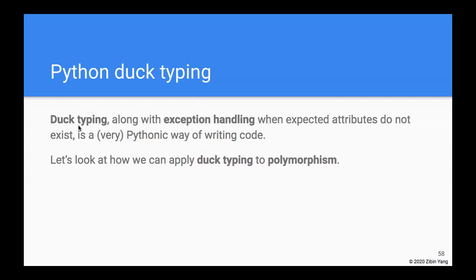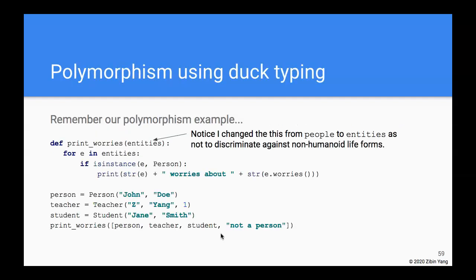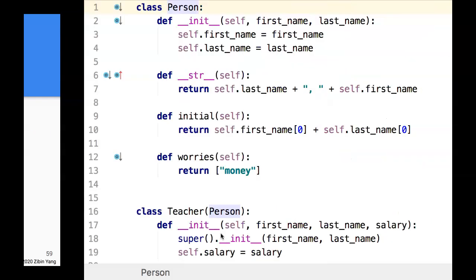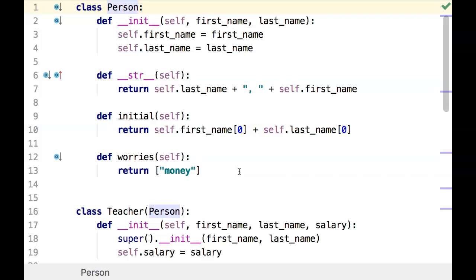So duck typing as well as exceptions, together, are a very Pythonic way of writing Python code. So here we want to see how the same idea of duck typing can be applied to polymorphism. And I'm going to use the same example with which I explained polymorphism when we talked about inheritance.